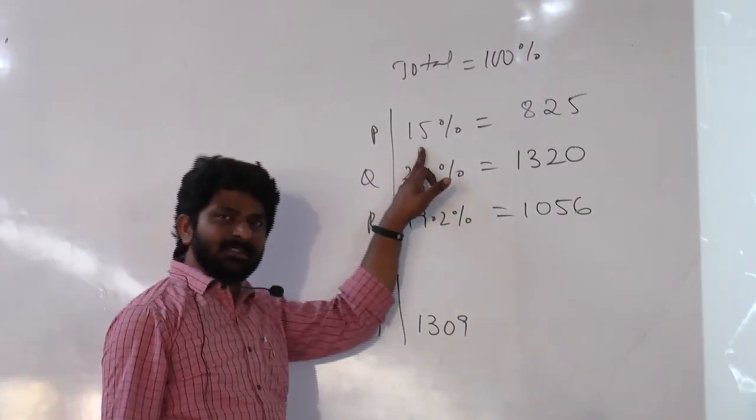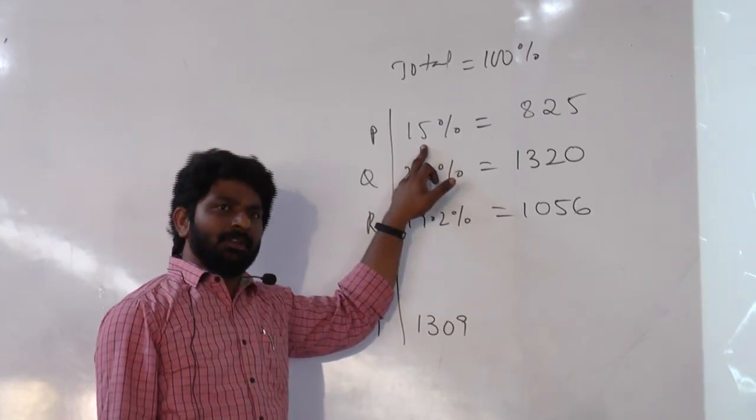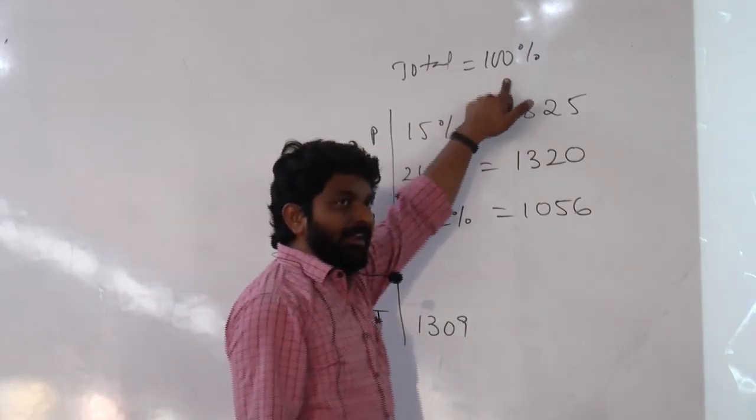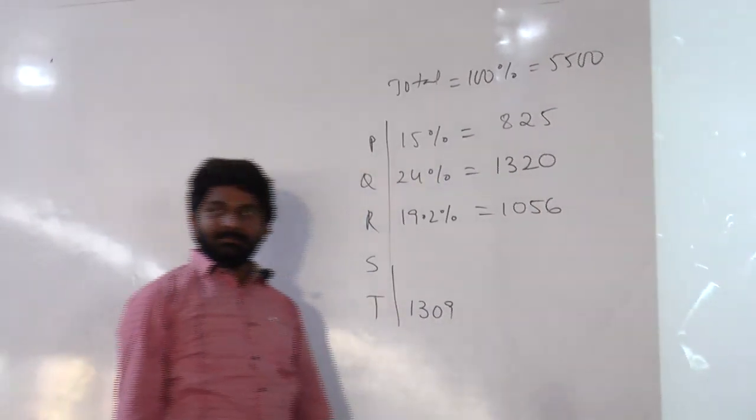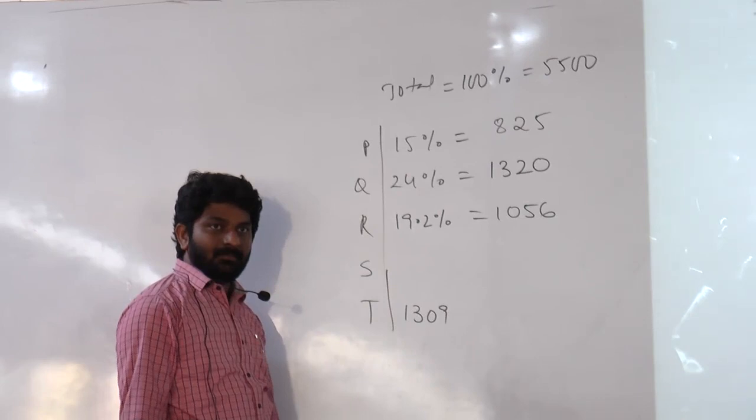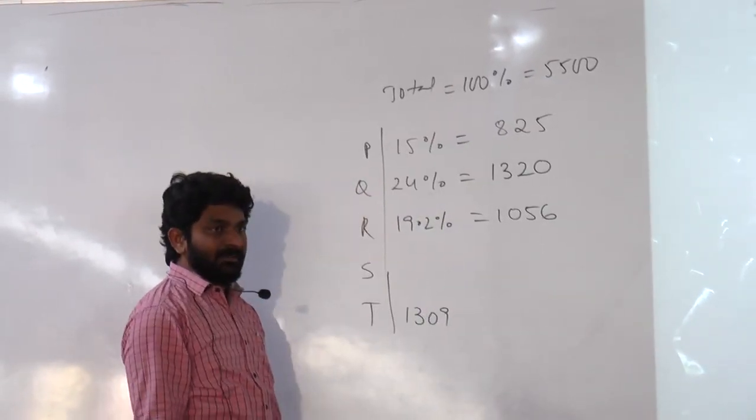How many times? 55 times. Total is 100%. 55 times of this number is 5500. So you can even calculate S also. Everything should be equal to 5500.